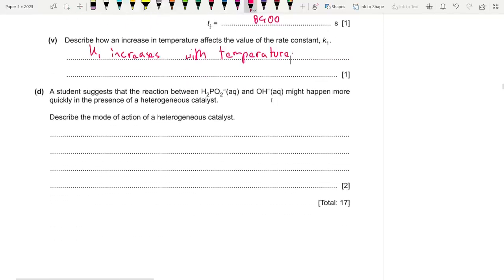Students suggest that the reaction between H2PO2- and OH- might happen more quickly in the presence of a heterogeneous catalyst. Describe the mode of action of a heterogeneous catalyst. It mainly works by adsorption, like hydrogen and nickel in hydrogenation of alkenes. So let's do this. The first point is reactants adsorb to the surface of the catalyst. What does adsorb mean? Basically sticking to the surface by intermolecular forces. It does not penetrate into the bulk of the substance.